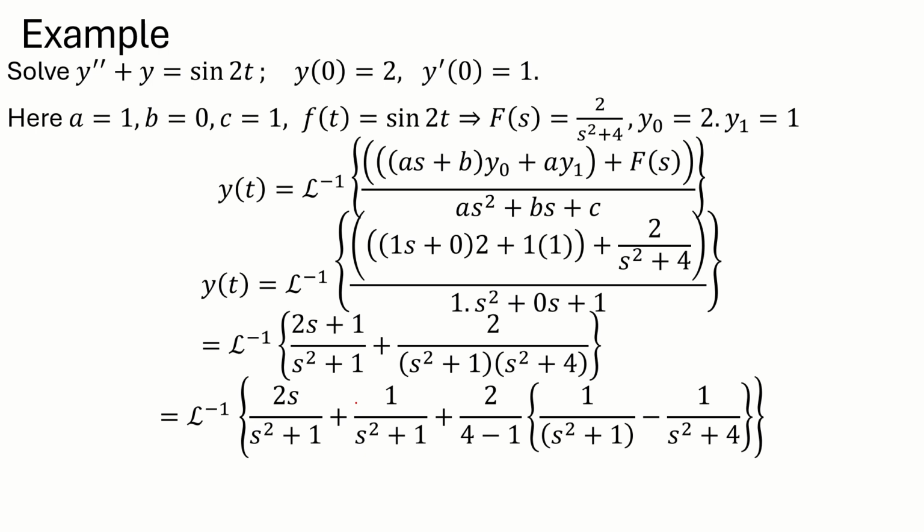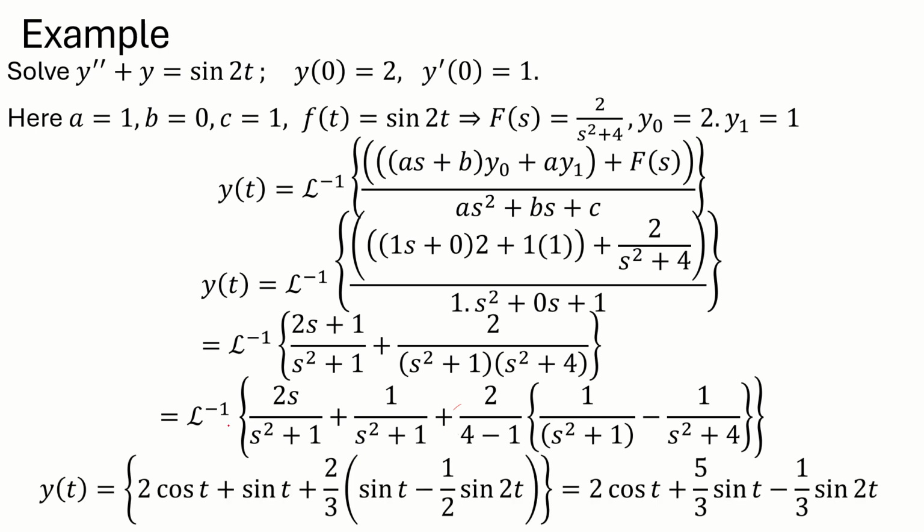If we simplify, this becomes 2 by 3, because 4 minus 1 is 3. So altogether we have 2 times cos t, as I said, 1 by s square plus 1 Laplace inverse is sine t, plus 2 by 3 sine t, and minus 1 by 2 sine 2t. When you simplify it, you get 2 cos t plus 5 by 3 sine t, since 1 sine t plus 2 by 3 sine t gives 5 by 3, and 2 by 3 minus 1 by 2 gives 1 by 3 sine 2t. So this is the solution of the given differential equation.